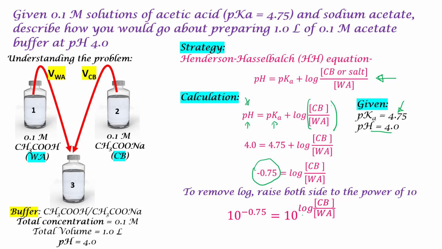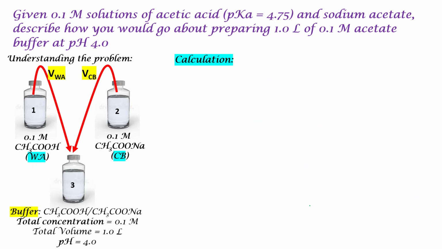If you watch the other videos where we did similar problems, when you raise a log term to the power of 10, they cancel each other out because they're basically opposite operations. You just end up with this particular fraction. This is going to be the result of that. So when you simplify this, you end up with the concentration of conjugate base over concentration of weak acid being 0.178. Okay, so this is an important result because from here we're going to dig further to figure out what volumes we need to take from the bottle. Okay, so that's the next step.